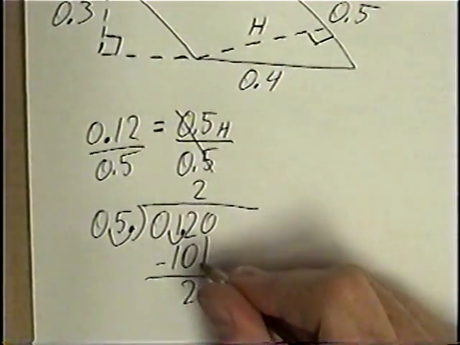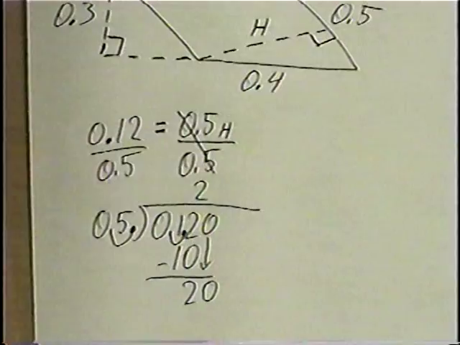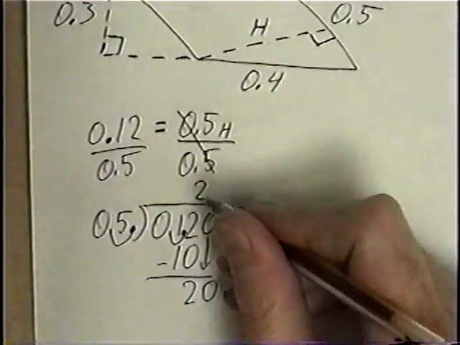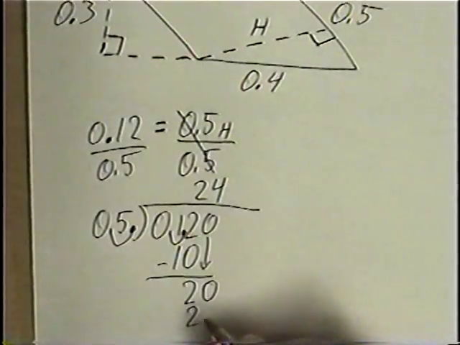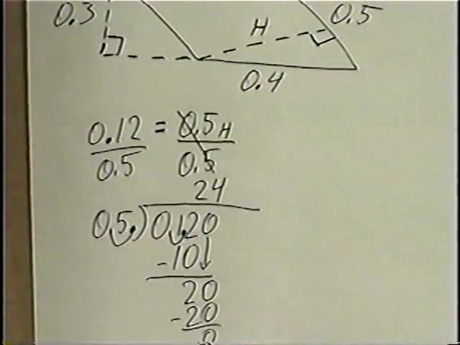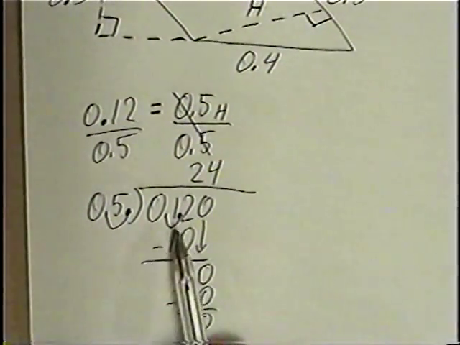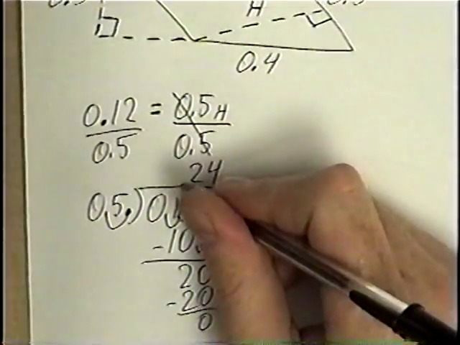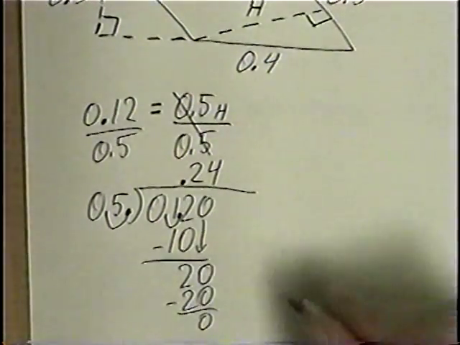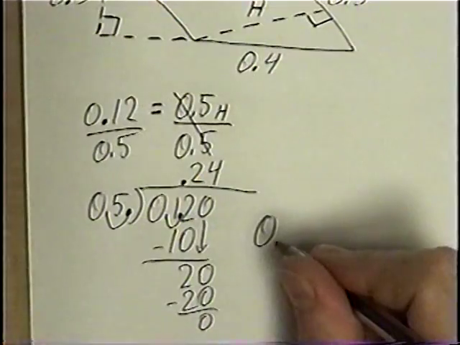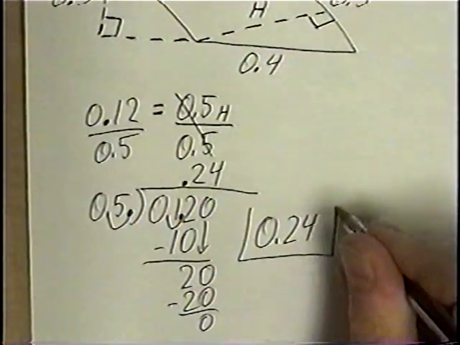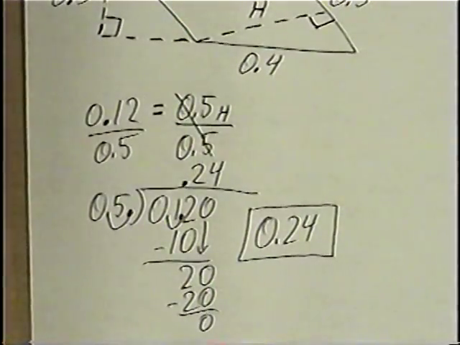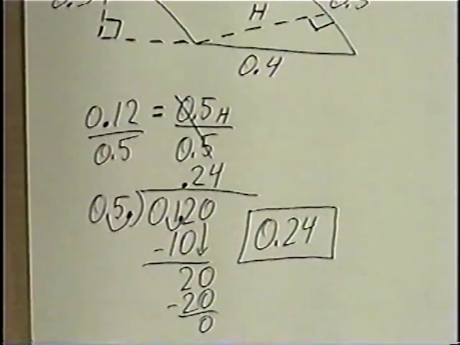Adding a 0 and bringing the 0 down. 5 into 20 goes 4 times. 4 times 5 would be 20, so there would be no remainder. For the answer, we can bring the decimal straight up, 0.24, or the value of h would be 0.24. Looking back at the diagram, there's no units given in the picture, so there's no units on the answer.